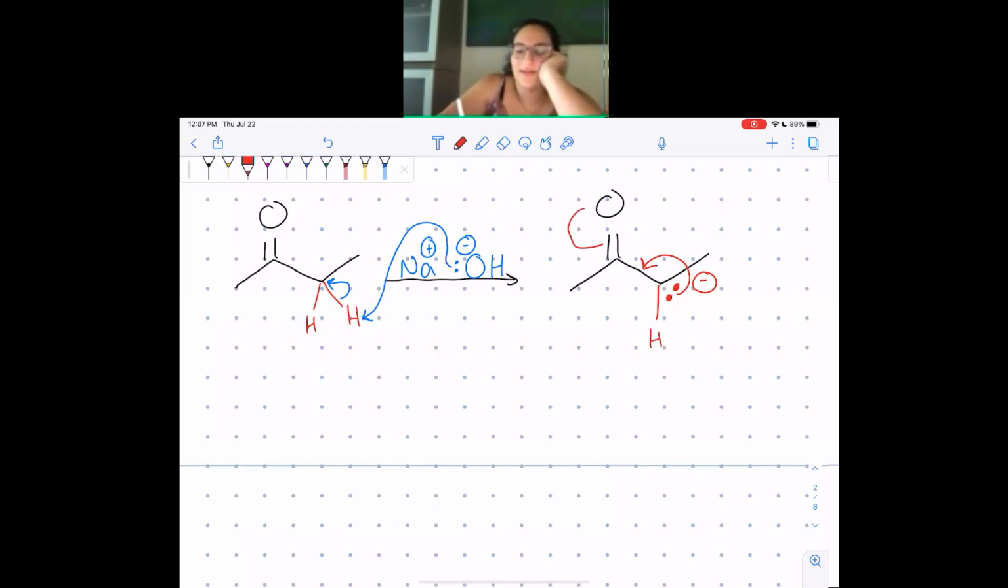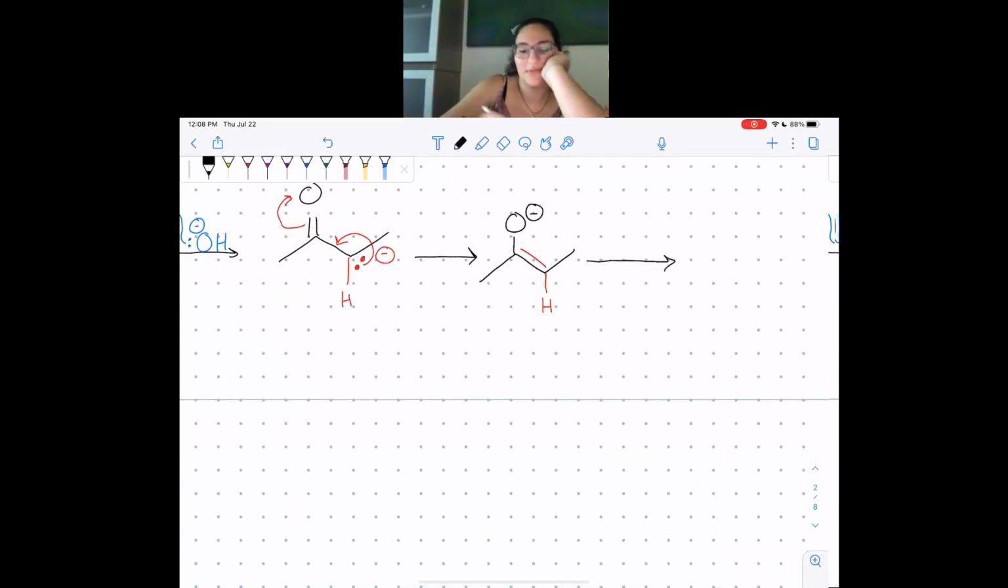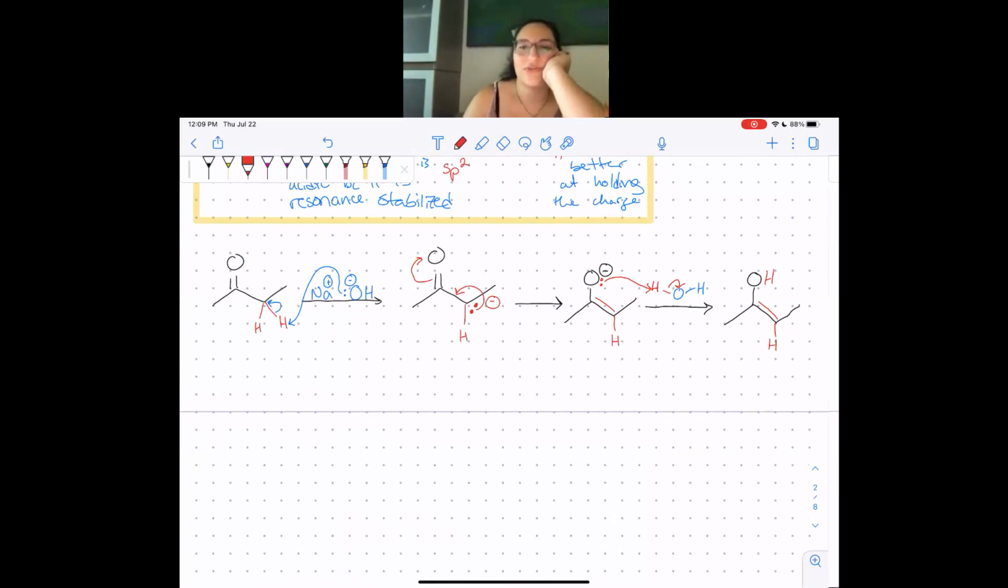So we do this, right? And we get a negative charge on here. We get a hydrogen. We get this. And the last step was we take the H2O and we protonate. So I just drew out the exact same reaction. I just did it linearly instead of in that square. And we get this. So same exact reaction. Nothing has changed. We just went from a ketone to an enol.